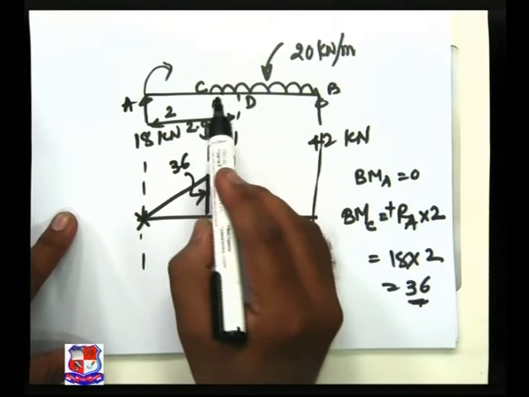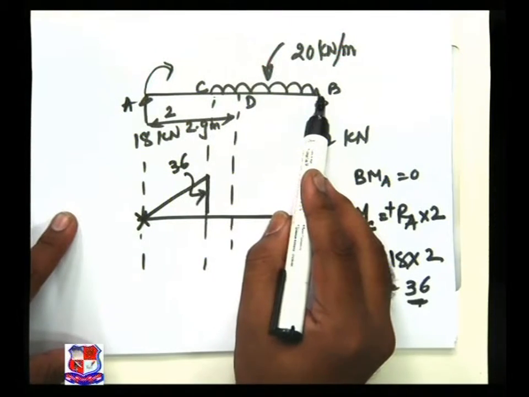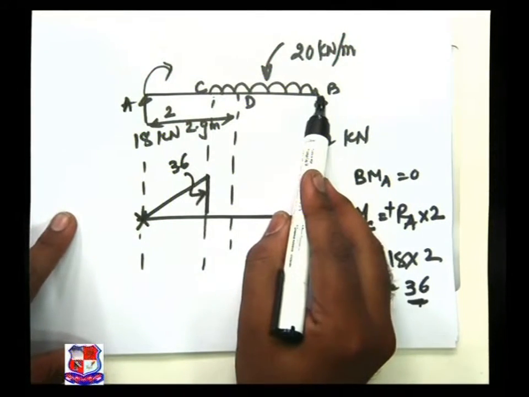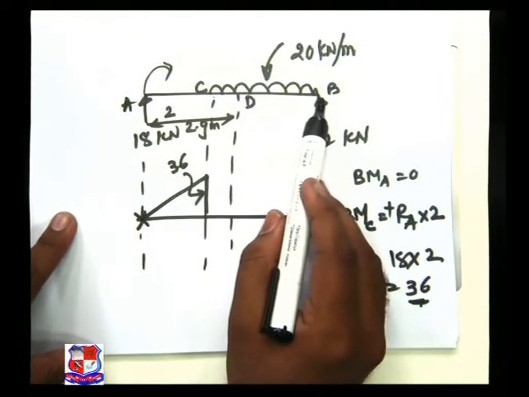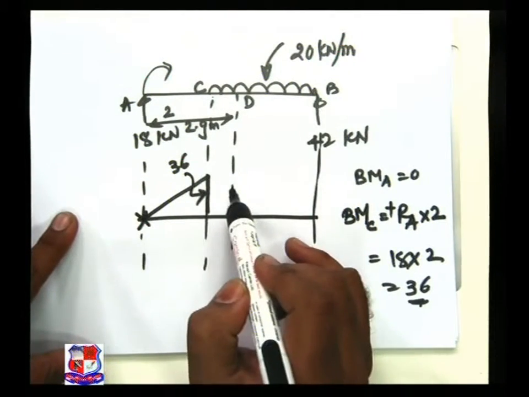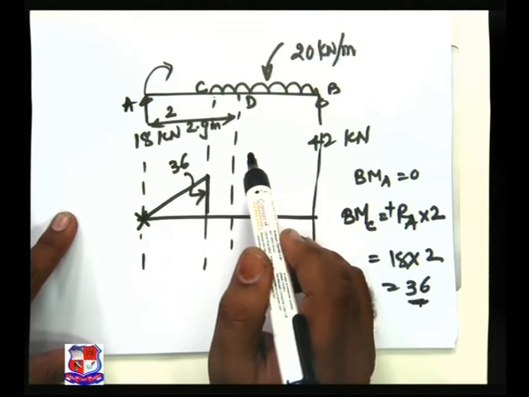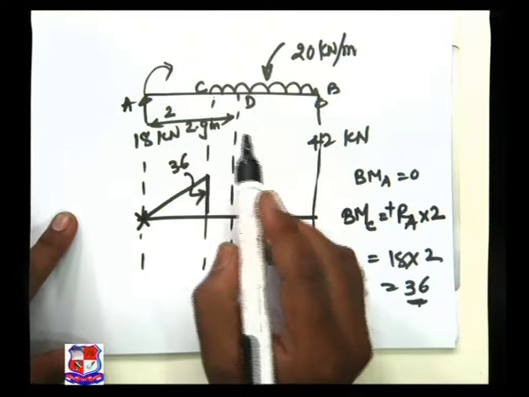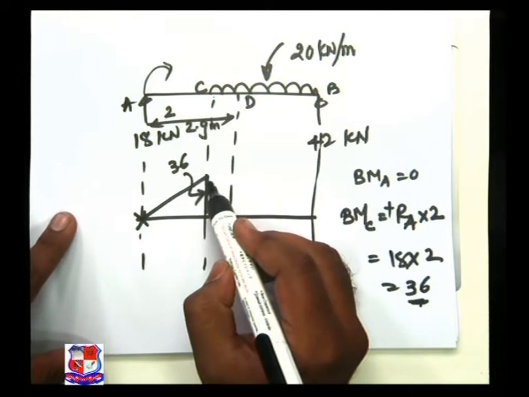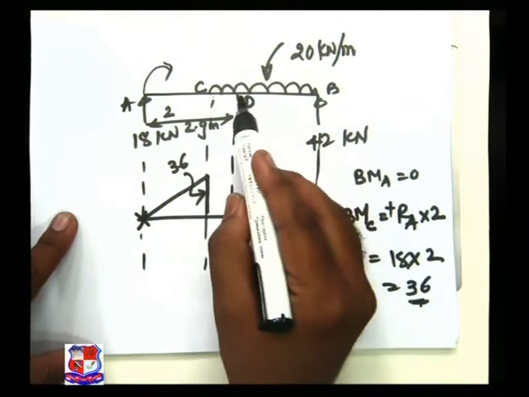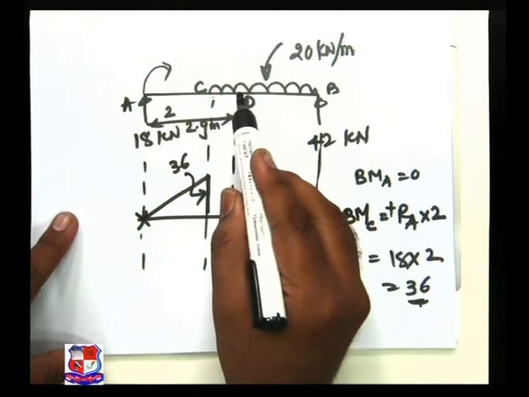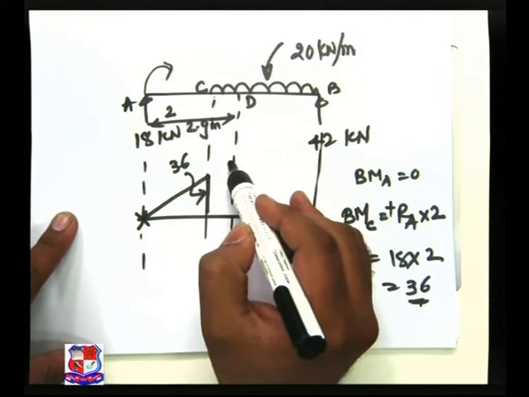Now after C point there is a UDL. So please remember this thing, that after C there is a UDL and the variation of bending moment diagram is given by parabola, and we know the type of parabola, and the value of maximum bending moment is also known to us, is at D.